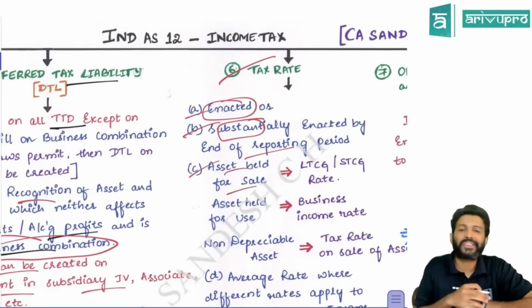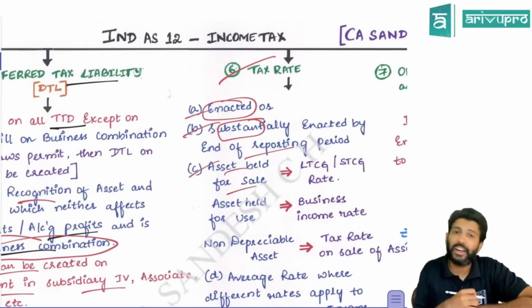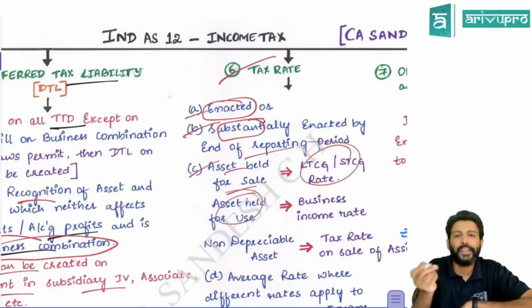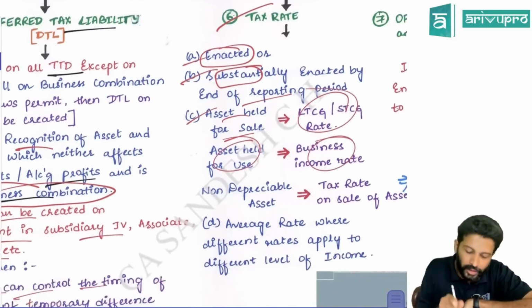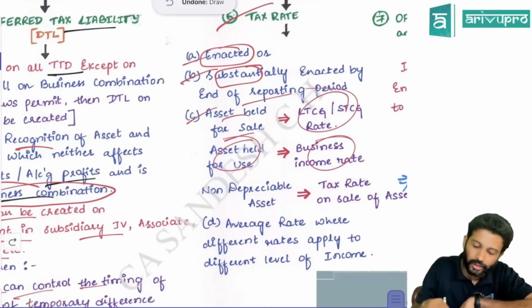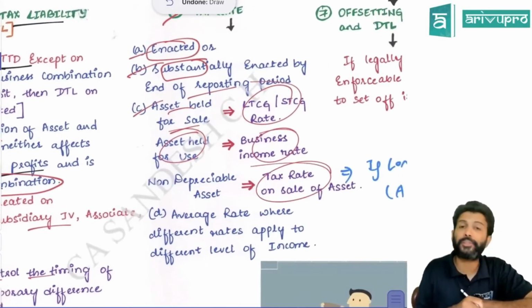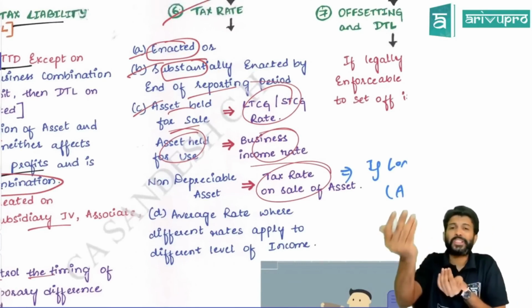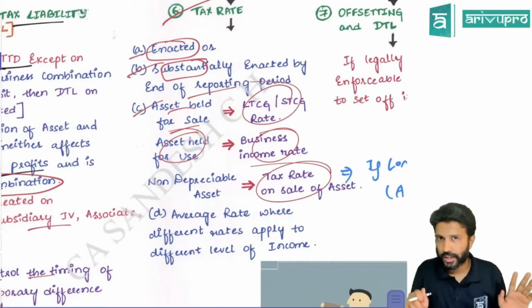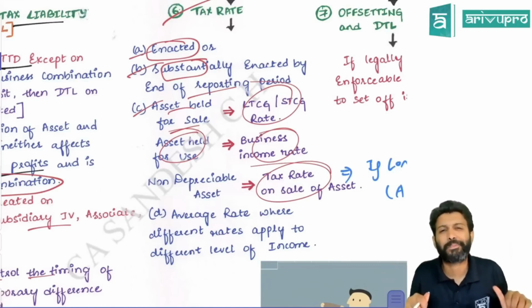Okay, next is asset held for sale. If any asset is held for sale, you have to use the LTCG or STCG tax rate. However, if an asset is held for use, then you will take the business income tax rate. If you have any non-depreciable asset like land, then you will use the tax rate on sale of the asset. So on land, why will there be any difference, sir? Land, sir, you purchase for 10 lakh. So the carrying amount is 10 lakh, the tax base is also 10 lakh. So no difference. But that is the initial measurement.